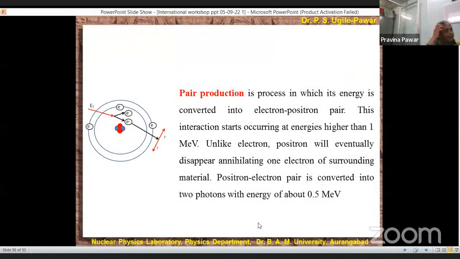And in the case of pair production, in this process the photon energy is converted into an electron-positron pair. This interaction starts occurring at energies higher than 1 MeV. The positron will eventually disappear, annihilating with an electron of the surrounding material, and the positron-electron pair is converted into two photons with energy of about 0.5 MeV.